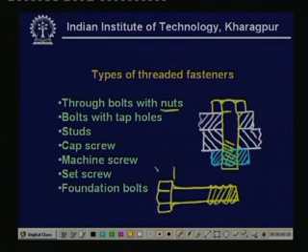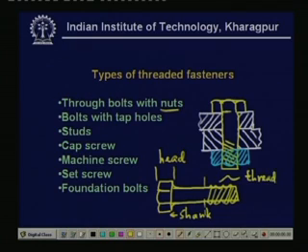So, this part is known as the head. This is the main body which is known as the shank, and this is the thread. This is what is known as the bolt. Similarly, we have a nut which has internal threads. Now, it looks like the head of the bolt, but it has internal threads. So, these are the diagrams of bolts and nuts.